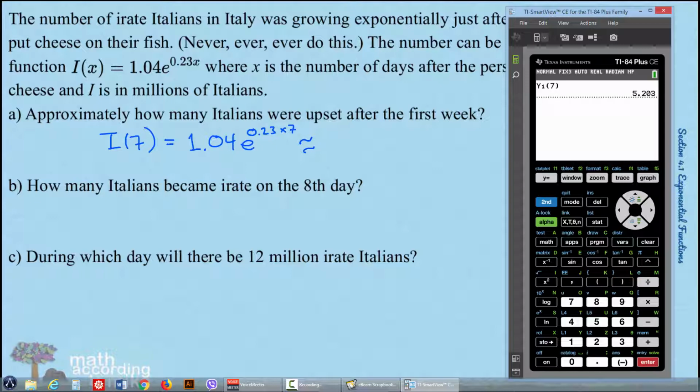Now I have my calculator rounding to 3 places. I'm going to turn that off. I'm just going to put it back to float.